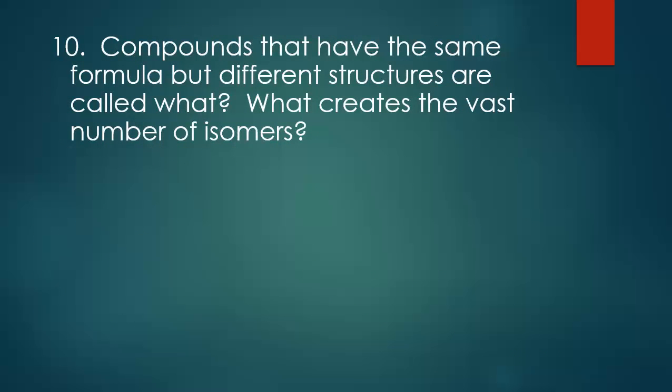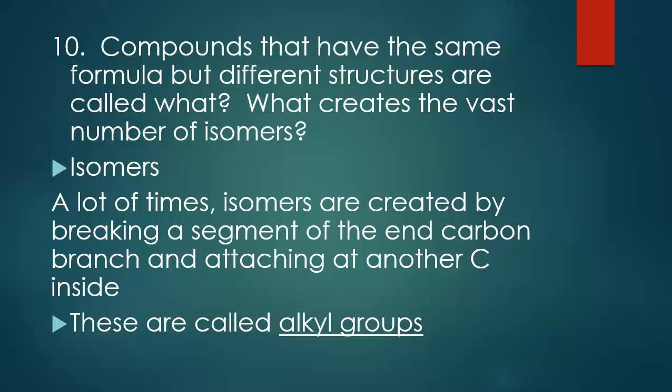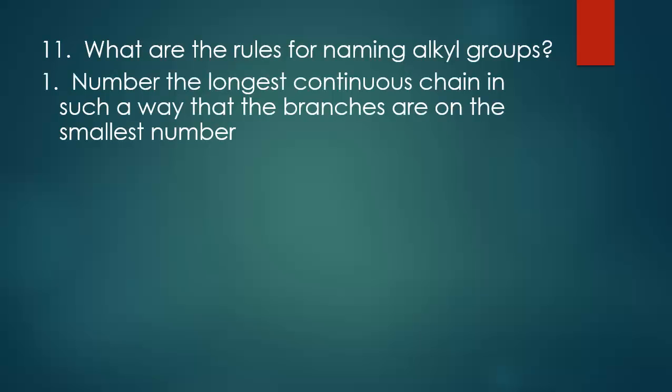All right. So compounds that have the same formula but different structure are called? Isomers. What creates the vast number of isomers? A lot of times, isomers are created by breaking a segment off the end carbon branch and attaching it to another carbon inside. These are called alkyl groups.